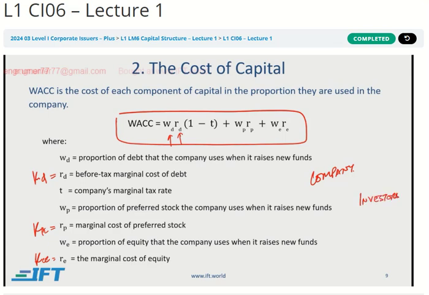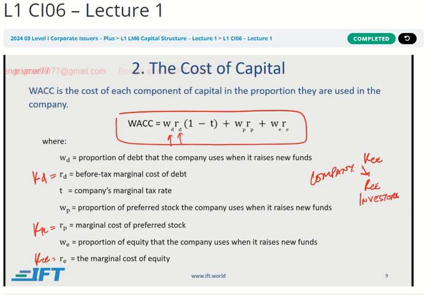So let's say this investor is earning a return on common equity, but for the company, it is a cost of common equity. So you will see these terms used interchangeably. It's basically the same thing. It's just a matter of perspective. For the company, it's a cost. For the investor, it's a return.